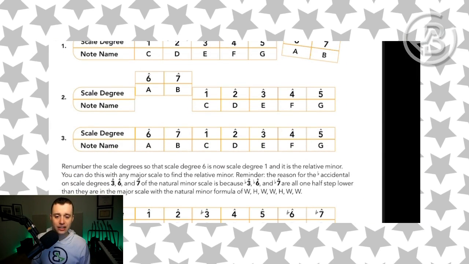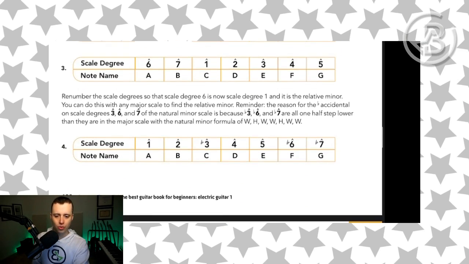And that's going to get us a note order of A, B, C, D, E, F, G. Then all we have to do is reframe or rethink how we're approaching the scale degrees. Instead of calling scale degree 6, 6, we're going to call it 1, and then we have our natural minor scale. And this method works the same way for G major to E natural minor.